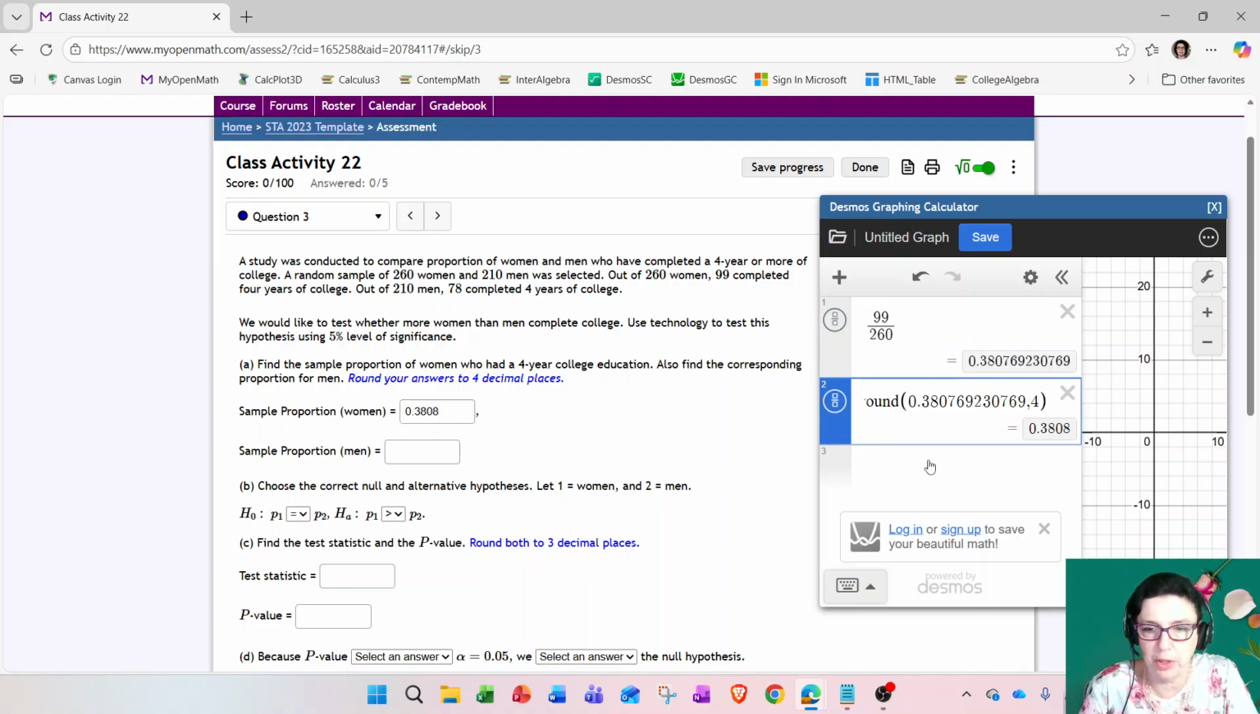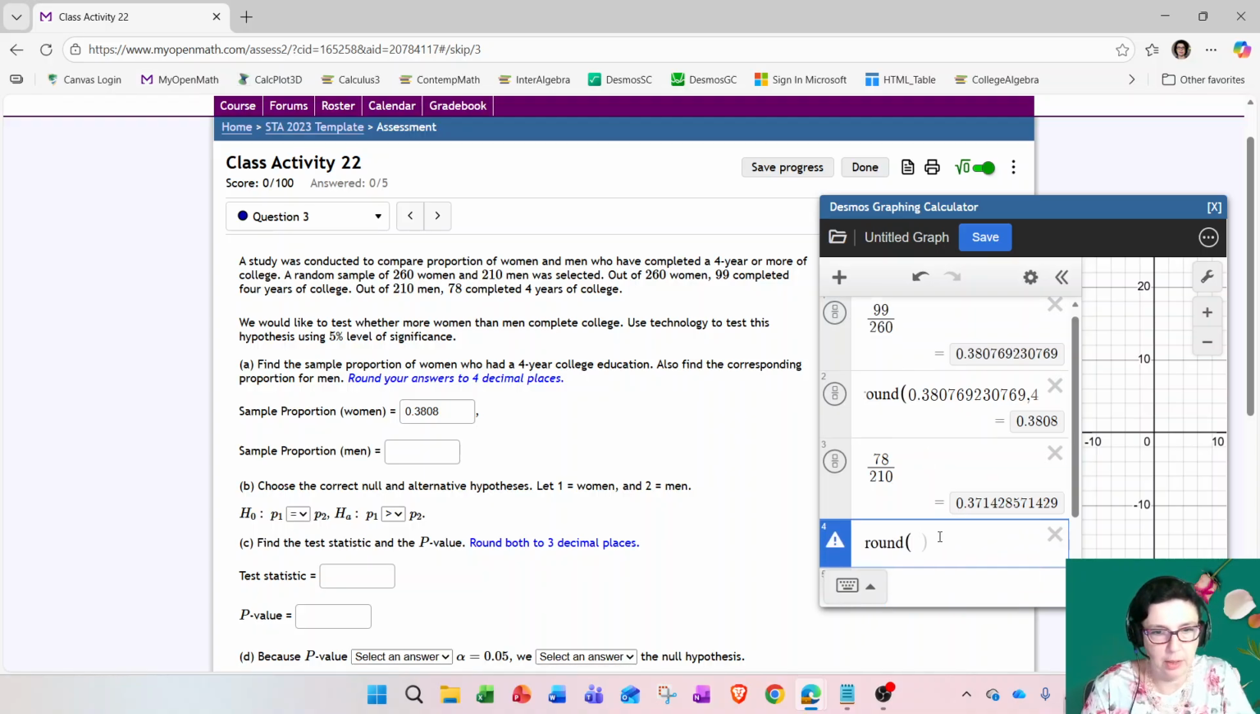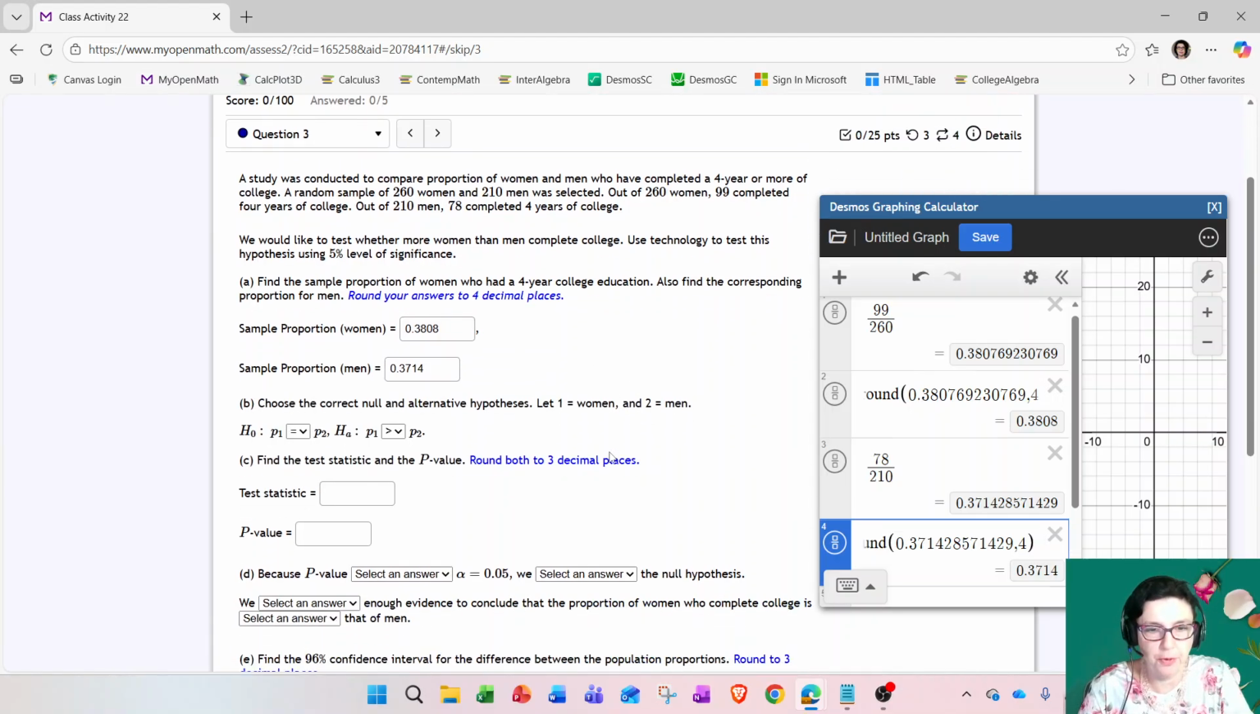Let's take a look at what the corresponding proportion is for men. So here I have 78 divided by 210. Okay, so let's go ahead and round that also to 4 decimal places. So looking at just a sample, because yes, we're going to do the inferential statistics in a second, but just looking at the sample, it does look like there is slightly more women, so 38% versus 37% for the men completed 4 years of college.